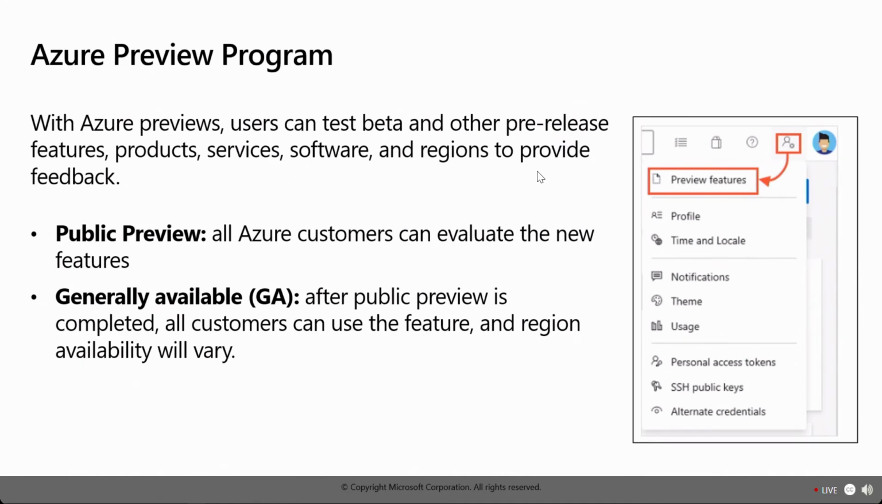Preview features. These are features that are still in test. Maybe they're being evaluated by different Azure customers. Essentially, they have not been released to what we call generally available. So this is still in preview mode. When it's in preview, not only does it not have an SLA, but there is no guarantee that it will make it to general availability. So sometimes it might disappear.